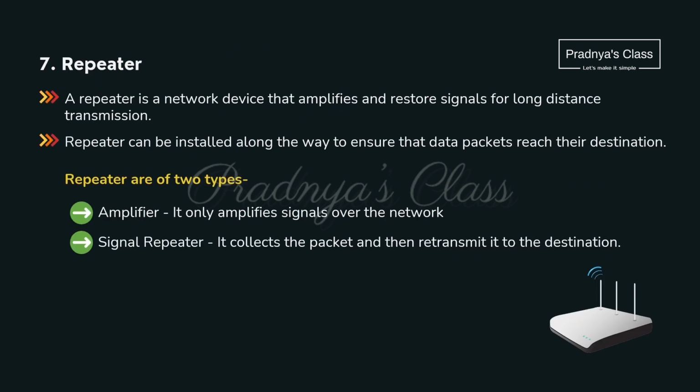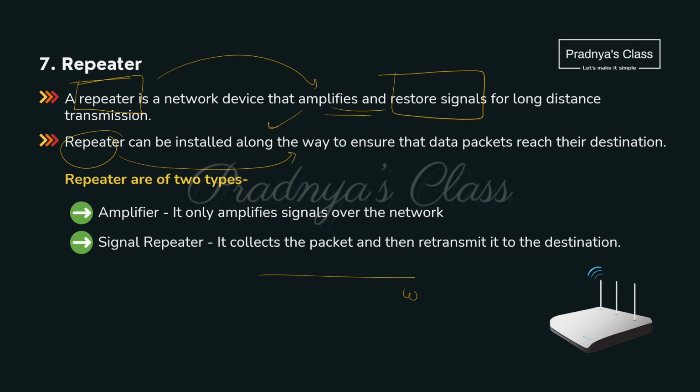Alright, let's discuss the next network device, that is repeater. Over a long distance, the signal will get weakened. For that we need repeaters. Repeaters will amplify the signals and restore them. For that purpose, repeaters will be installed along the way.